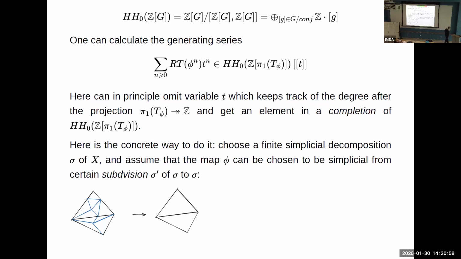Each term will be a finite linear combination, and all things will be infinite. In fact, this variable t, which I added to the series, is a completely dummy variable, because for each conjugacy class you get a rotation number, so it counts the rotation number. So you can say that it's an infinite sum, but in a sort of completion of this HH0. The question: how can one calculate this infinite series?